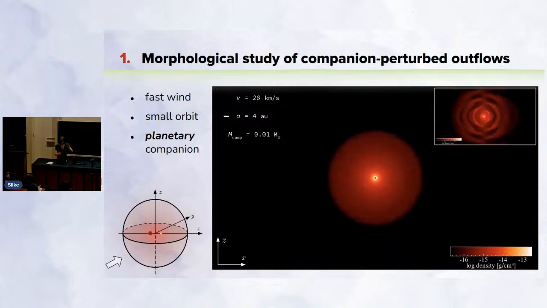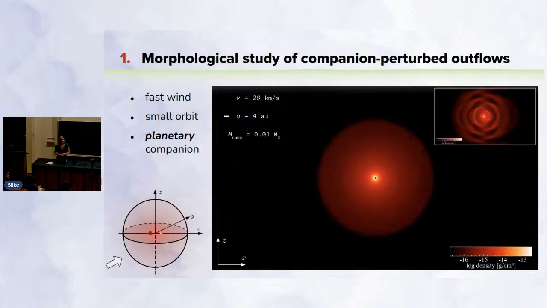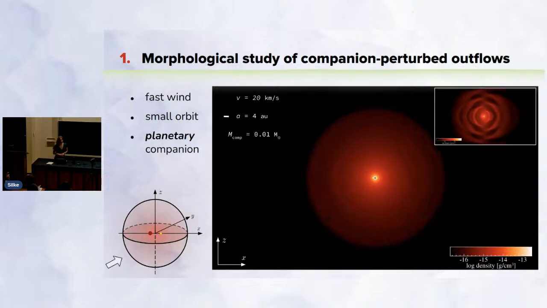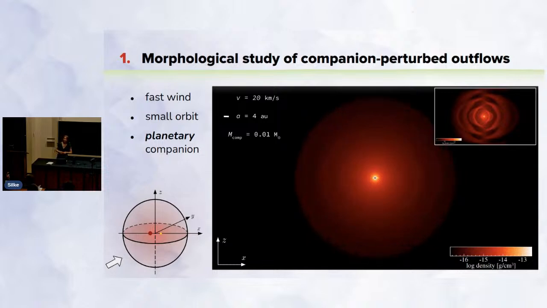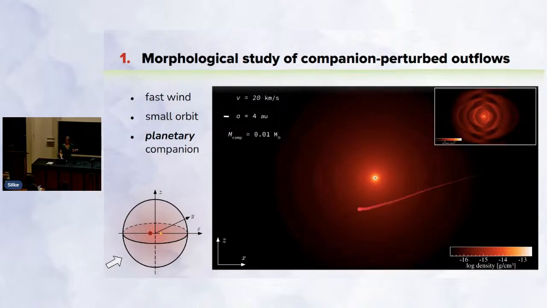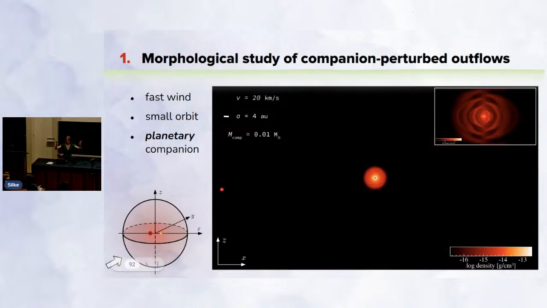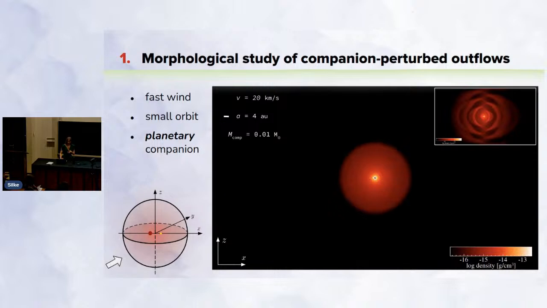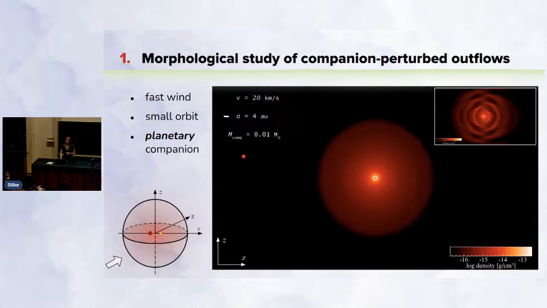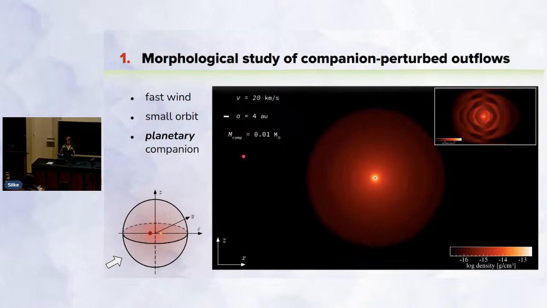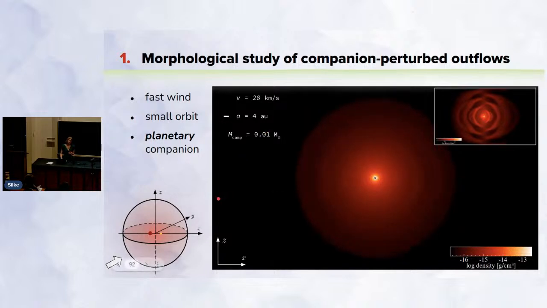If we also tilt this simulation, I think this might be very hard to see on this projector screen, but there are only slight blobs of material in the x direction that are flowing away because of this spiral structure. So when there is a companion of planetary type, we can conclude, because the interaction is less strong, that the outflow better resembles a spherically symmetric object.